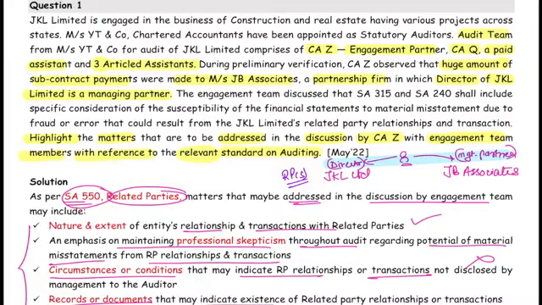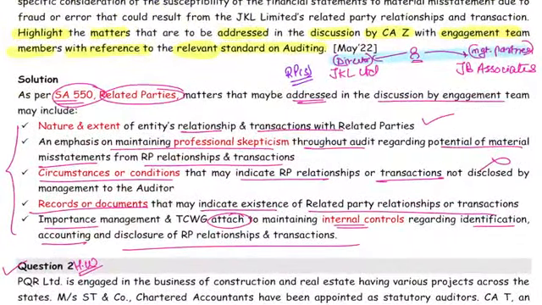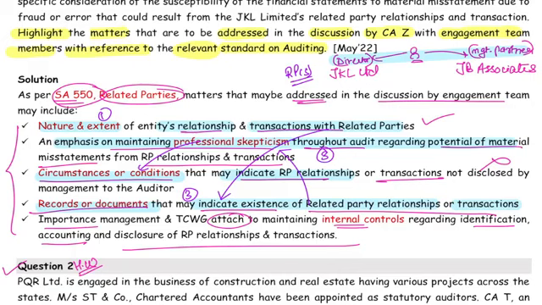So the 5 points of engagement team discussion, let's identify. First point: nature and extent of related party relationships and transactions. Second point, what was the second point, everyone? Where will we find them? Sir, here. Records and documents that indicate existence of related party relationships and transactions. Where is the third point? Be alert. Sir, this is the third point. Maintain professional skepticism throughout the audit. Why? Fourth point: because there can be circumstances or conditions that indicate related party relationships and transactions not disclosed by management to the auditor.